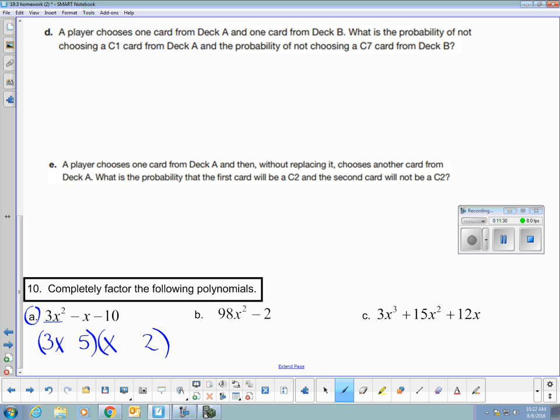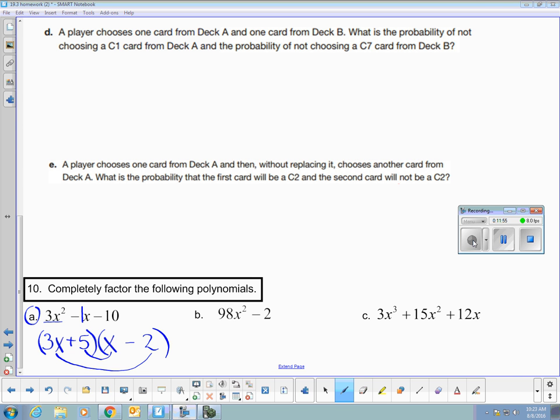5 times 2 is 10. But I need this to give me a negative 1. So let's see if I can get a negative 1 from all of this. There's a 3 times 2. That's a 6. There's a 5 times 1. That's a 5. If my 6 is negative, that's a negative 6, and my 5 is positive 5, then that could give me a negative 1.